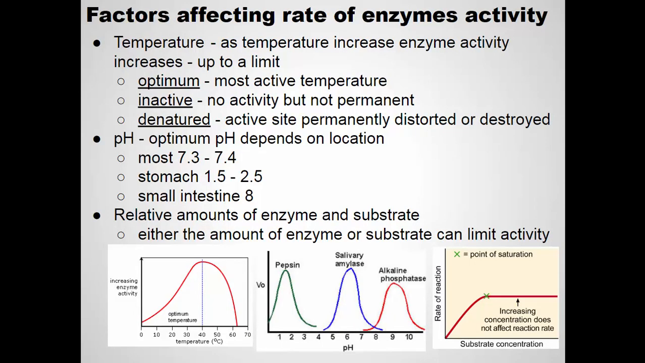Several factors can affect how active an enzyme is. One of those is temperature. We look at this graph in the lower left. The y-axis shows the level of enzyme activity. The x-axis here shows temperature. So at very low temperatures, these enzymes are not very active. As temperature rises, however, they become more and more active until they reach their peak. The peak, when that enzyme is working the best, is called its optimum temperature.